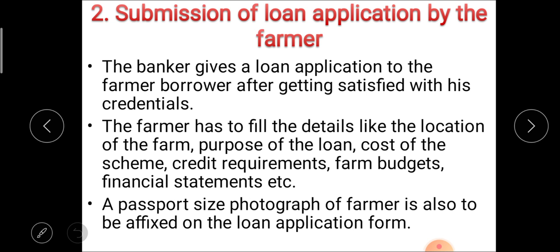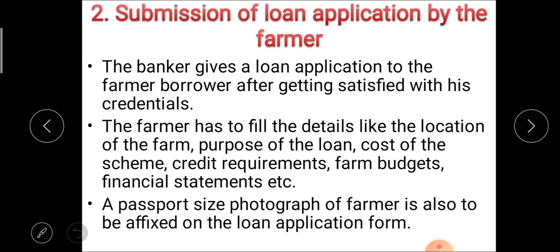After that, the second step is submission of loan application by the farmer. That means after completing the interview with the farmer, the banker gives the loan application to the farmer borrower after getting satisfied with credentials. The farmer has to fill in details like location of farm, purpose of loan, cost of scheme, credit requirement, farm budget, financial statement, etc.